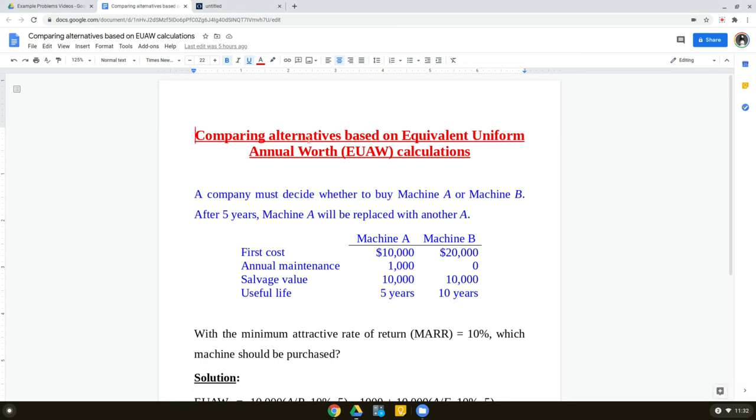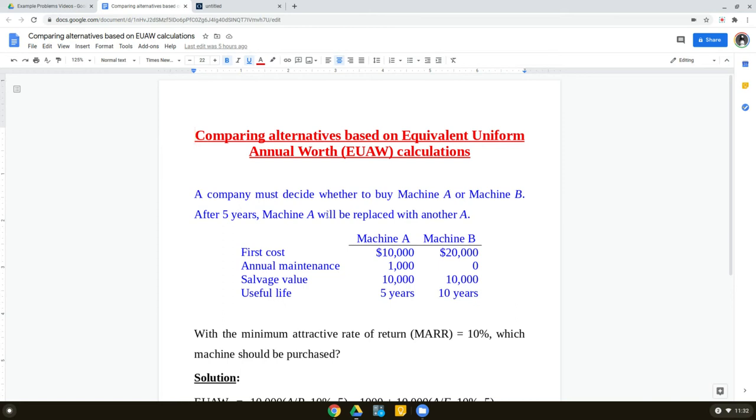In this video, we are going to learn how to compare different alternatives based on their equivalent uniform annual worth values. So, I will read the problem first and then we will understand how we can perform this analysis. A company must decide whether to buy machine A or machine B. So, we have two different alternatives.